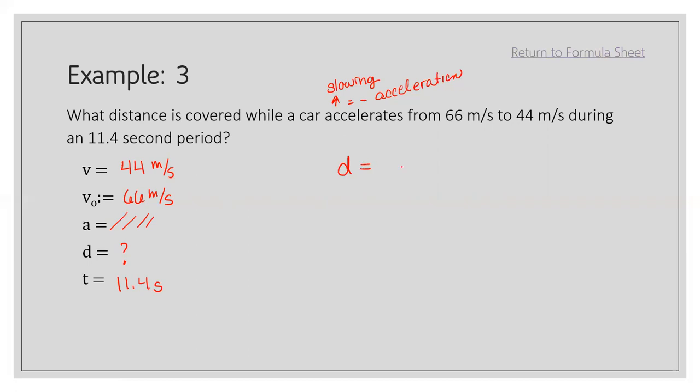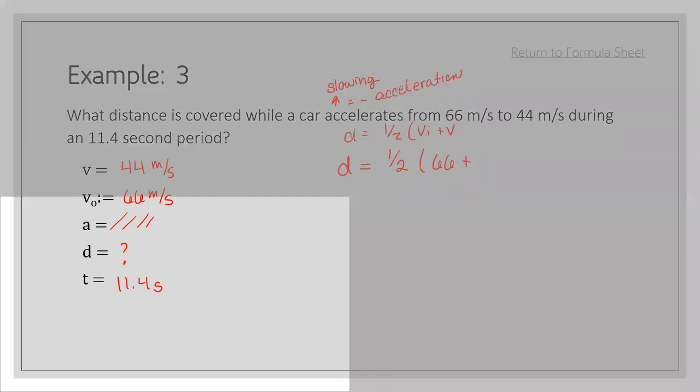Distance is equal to 1/2 of 66 plus, I'm going to actually write, let me just erase here. I'm going to write the equation out first. So distance is equal to 1/2 (VI plus VF).